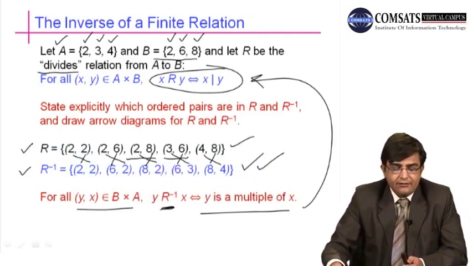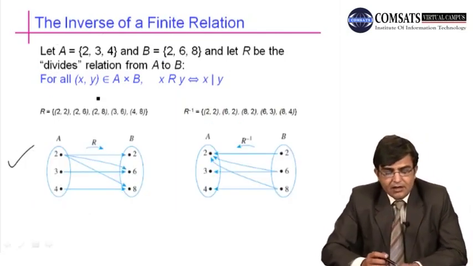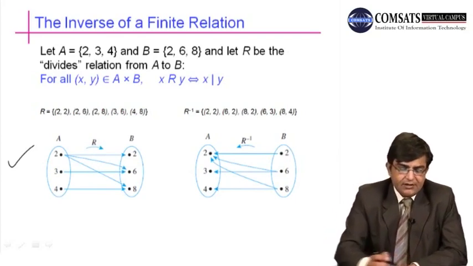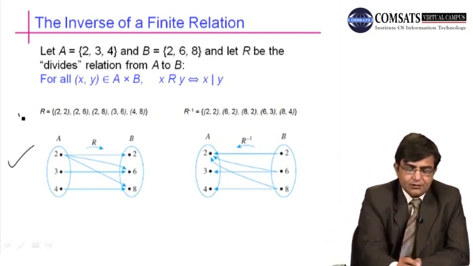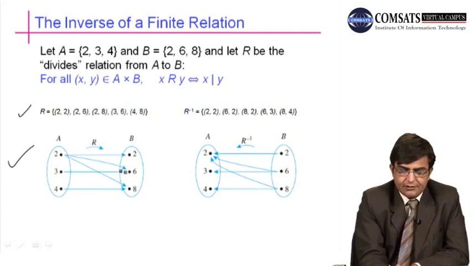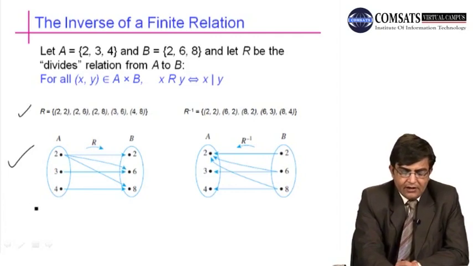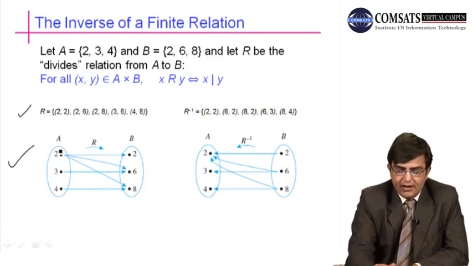Graphically, if we have the relation R, which we defined in the previous slide, 2 is related to 2, 2 is related to 6, 2 is related to 8. Graphically, we can express the relations like this. Here we write set A and the elements of A. Here we write set B and the elements of B.